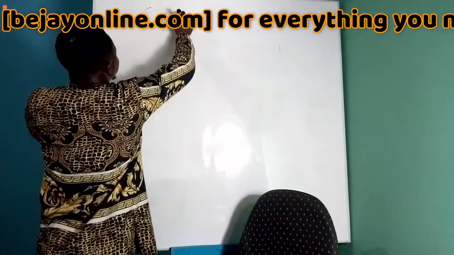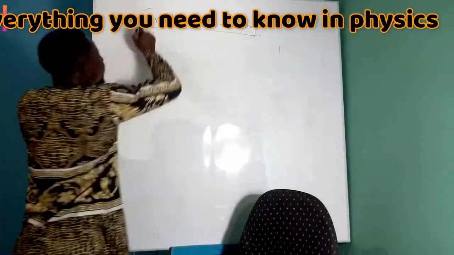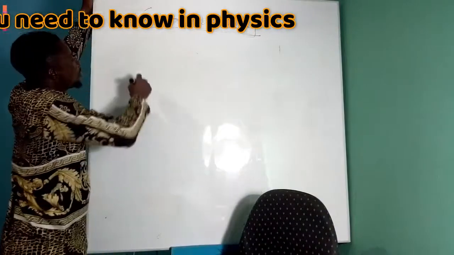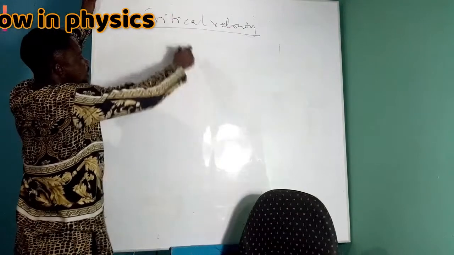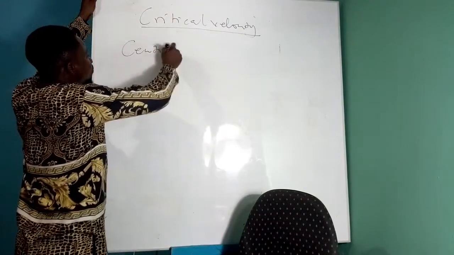Good. So critical velocity. To do this, you know the satellite is going to move on a circular orbit, so it will have centripetal force.